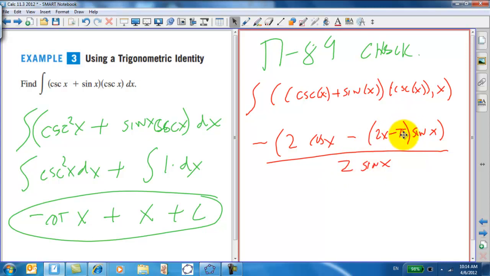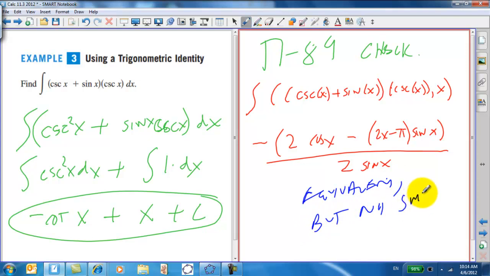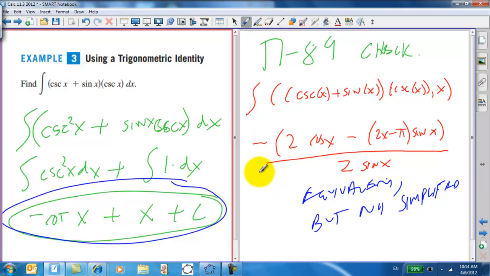Well, that's going to just be a constant. That's part of what could be in here. So I'd say this is equivalent, but not simplified. Not when we've got something like this over here. So this time I'm only going to accept this answer, and I'm not going to accept that.